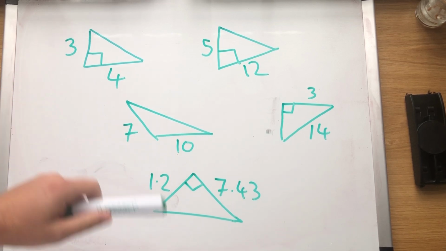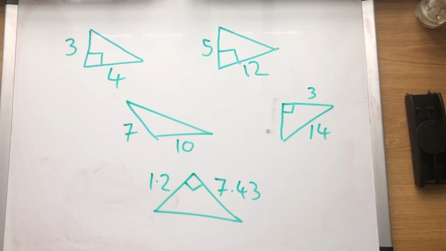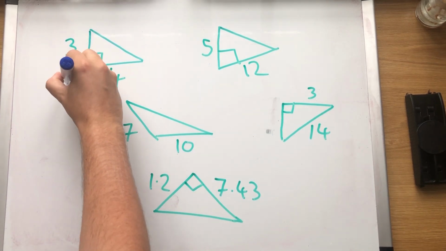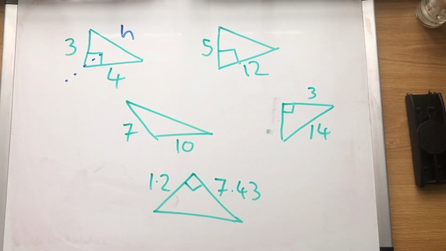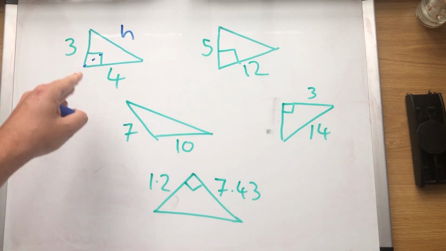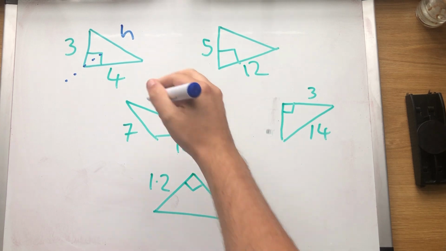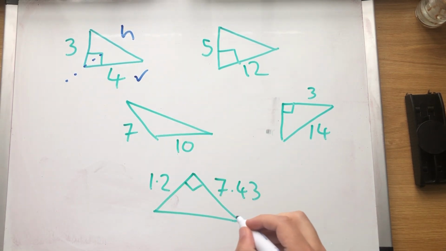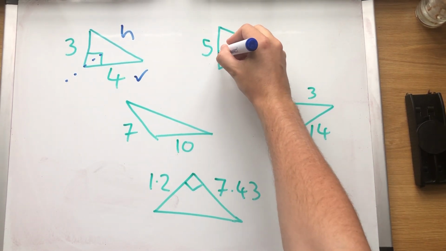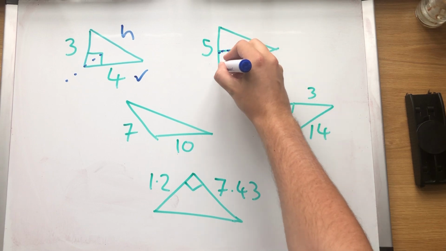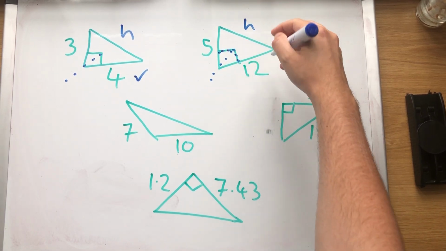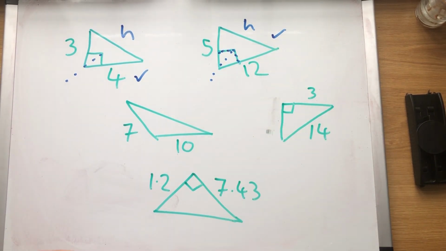Okay, the first thing we need to do is ask ourselves, are we looking for the hypotenuse? We know the hypotenuse is opposite the right angle. Here, we don't know what it is. We know that we've got 3 and 4, but we don't know what the hypotenuse is. So this is a question we can do. This one here, that's our hypotenuse. There's no number there, so this is one that we can do.